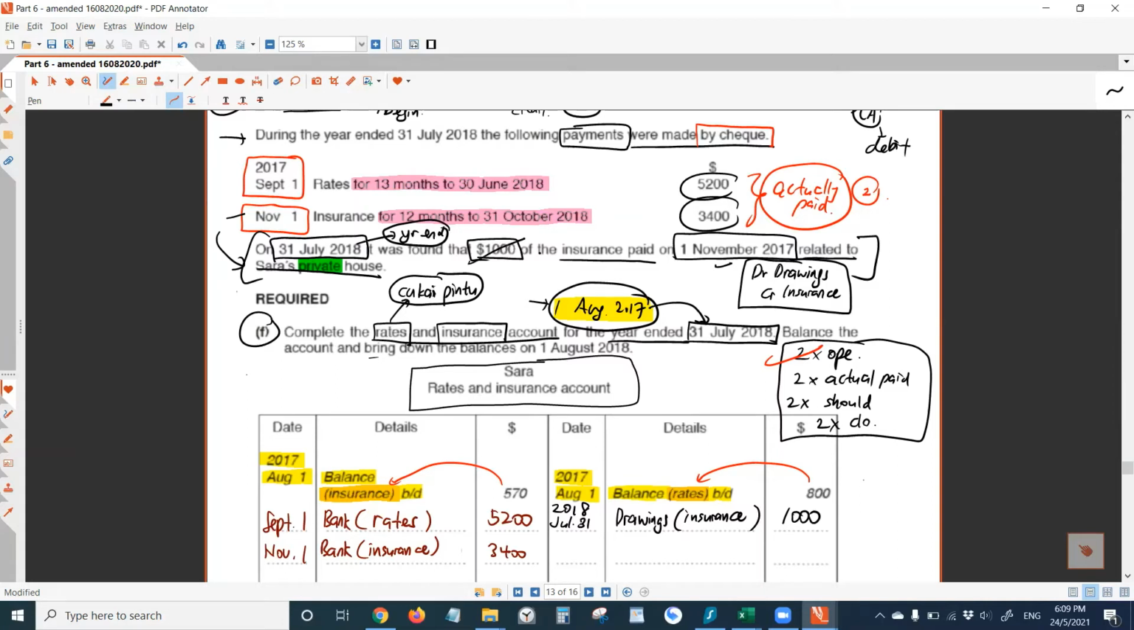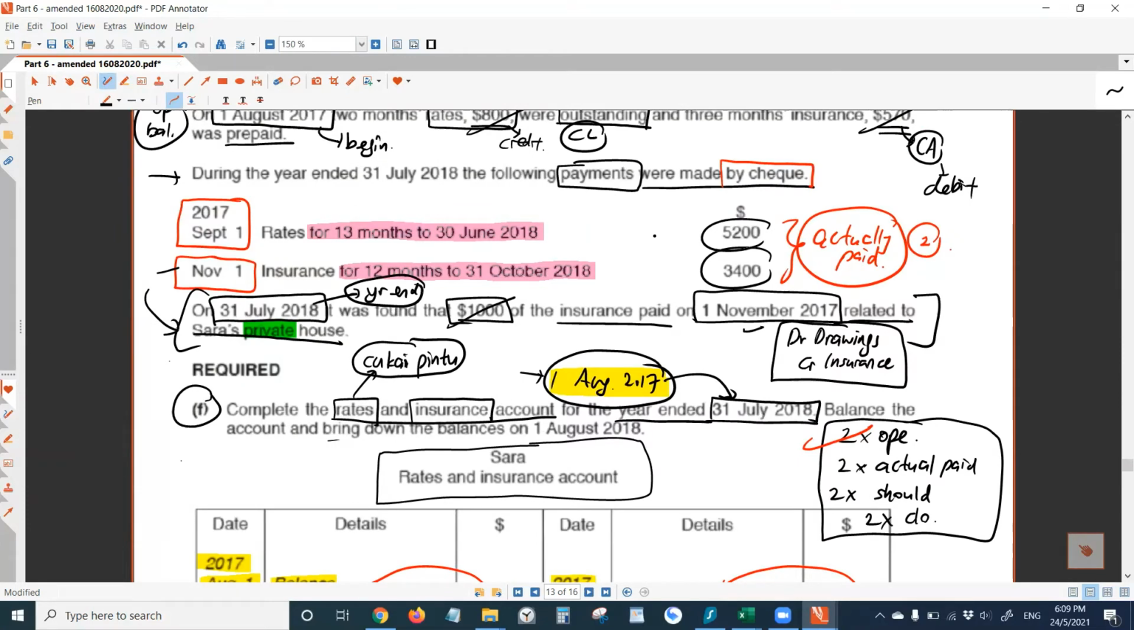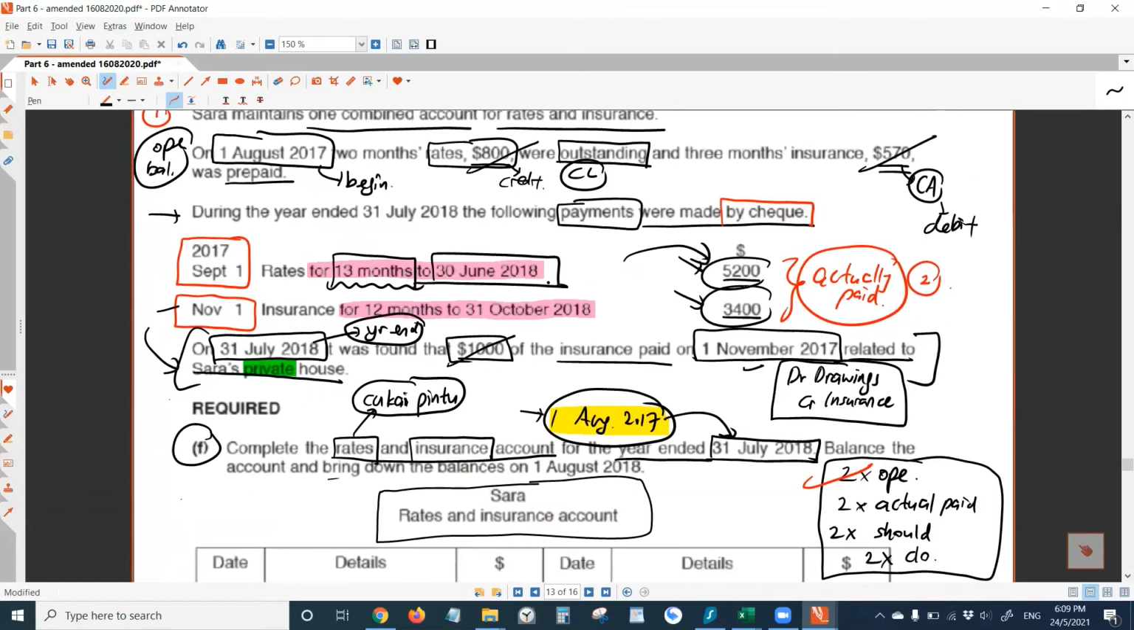Now let's solve the ones highlighted in pink color. It's telling you that, remember just now these two amounts are amounts actually paid, 5200 and 3400. Here it says that this $5,200 is for 13 months of rates, and this payment is for rates until 30th June 2018. Who are we here? We are Sarah. We have paid for the rates until June 30th, 2018.